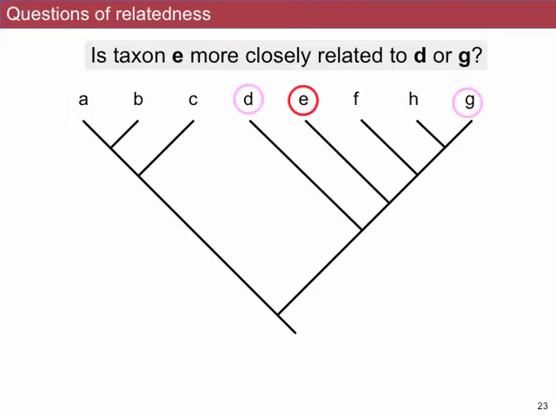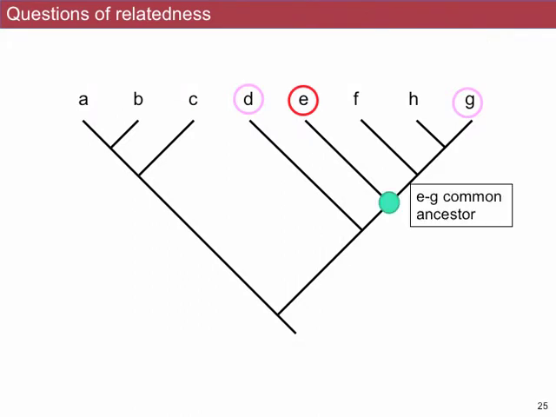So I'm going to show you this on a tree. If we ask, is taxon E more closely related to D or to G? The way we answer this is to look at the tree and look at the common ancestors of those groups. So for E and G, the common ancestor is here. For E and D, the common ancestor is here. So E and G share a more recent common ancestor, therefore they are more closely related to each other. And again, we will use that terminology throughout. So you have to understand that this is in the context of patterns in the phylogenetic tree and who shares a more recent common ancestor with whom.